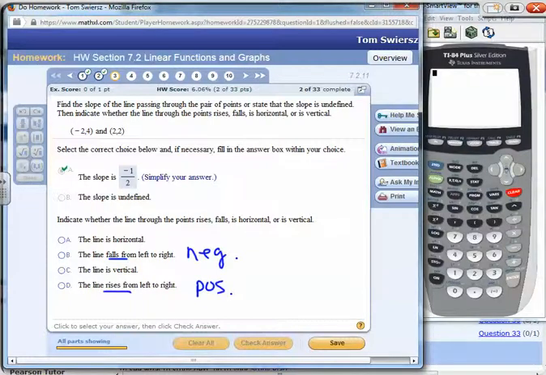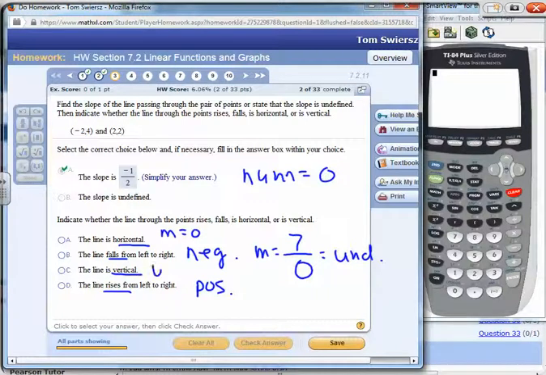If the numerator equals 0, then the slope is 0 and the line is horizontal. And when the denominator is 0, so if you got something like 7 over 0 for the slope, you can't divide by 0, it's undefined, and it would be a vertical line. So that's when the slope is undefined, okay? So in this case, the slope is a negative number, so the graph falls from left to right.